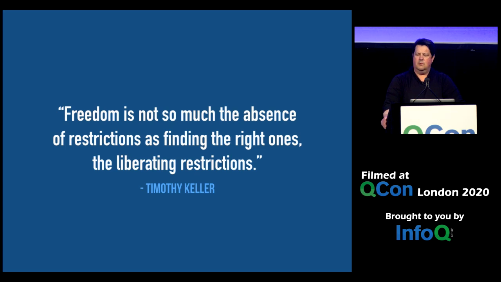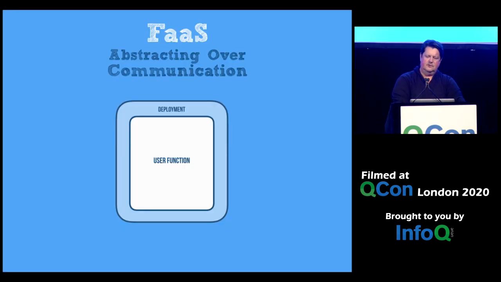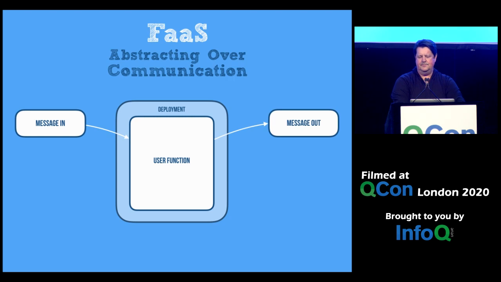So there's an interesting quote. This actually comes from a theologian. Somebody found that freedom is not so much the absence of restrictions as finding the right ones, the liberating restrictions that'll set us free. So function as a service abstracts for us communication, and it's got a deployment around it that's usually automated. And as we know, we get the message in, do some thinking, and a message comes out.